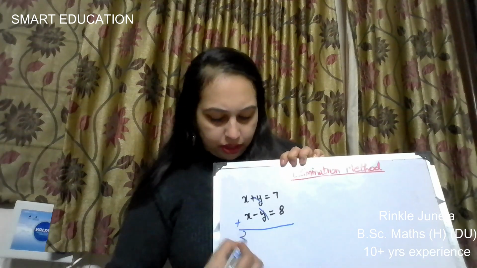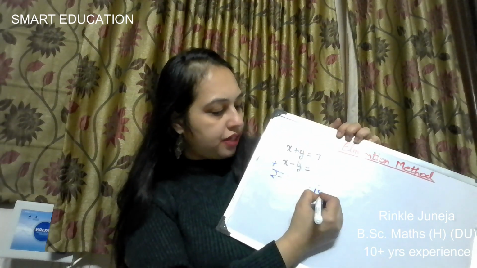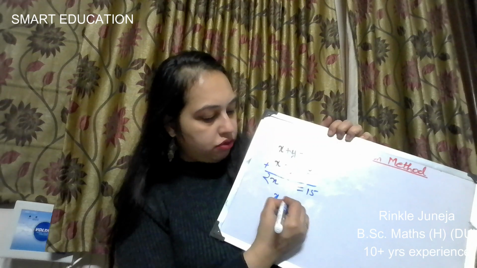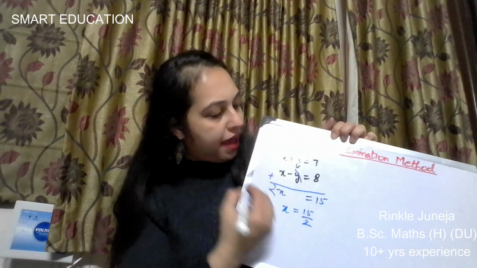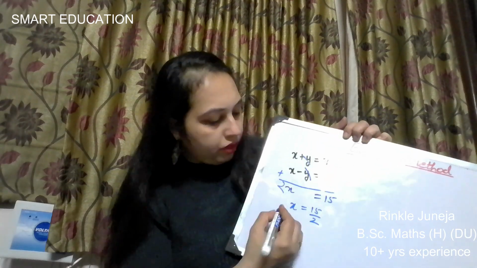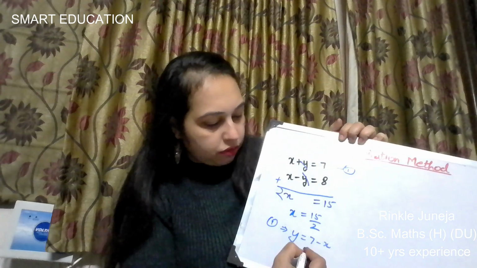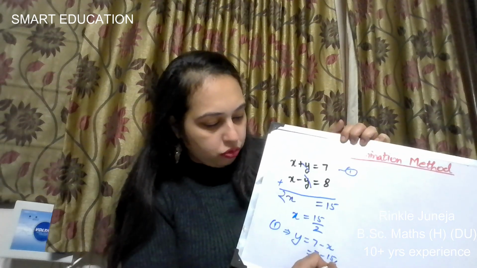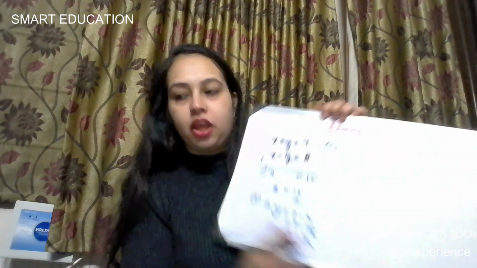X plus x becomes 2x and 7 plus 8 becomes 15. So, and 2 will go there. So, we'll get x equals to 15 by 2, right? And substituting it back in equation 1, we can find the value of y, which will be 7 minus x, which is 7 minus 15 by 2. So, which will be minus 1 by 2, right? The same answer. Now, another way to solve the same equation can be if we eliminate x instead of y.